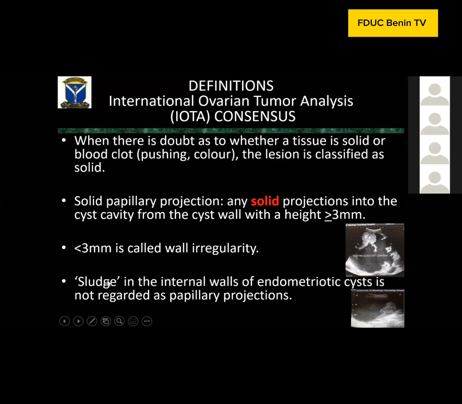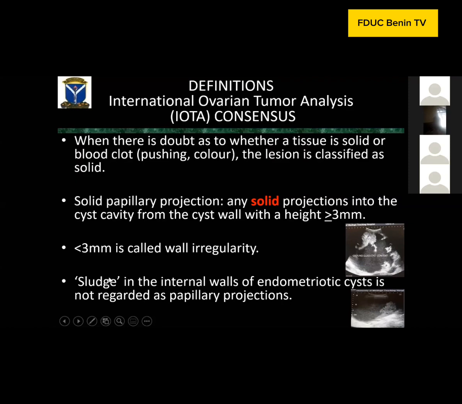When there is a doubt as to whether what you are dealing with is solid tissue or blood clot, there are two things you can use as far as IOTA is concerned. You can use the transvaginal probe and push the lesion. If the content moves or jiggles, it suggests that what you are dealing with is blood clot. If you apply color and it shows blood flow, it tells you that it is solid tissue, not blood clot.